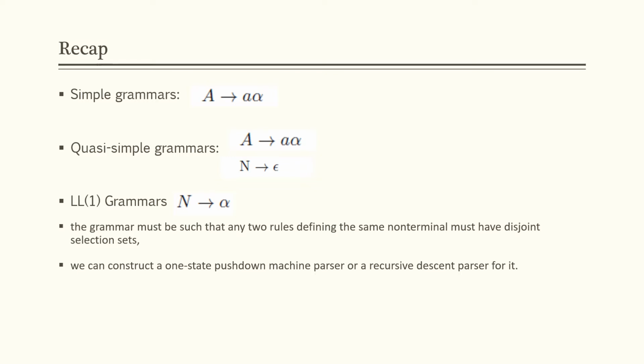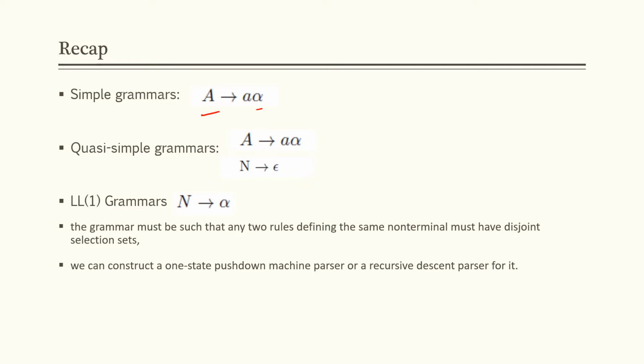For a simple grammar, there are two conditions, the restrictions for the grammar. First, the grammar must be in the form of A, which is a non-terminal, goes to a terminal. It starts with a terminal, and is followed by alpha. Alpha can be a terminal or a non-terminal. Okay, so that is a simple grammar.